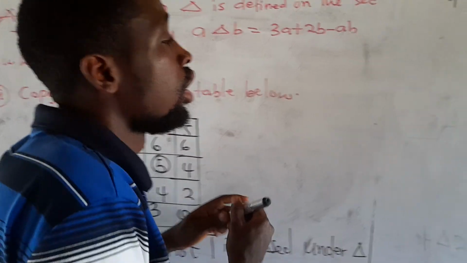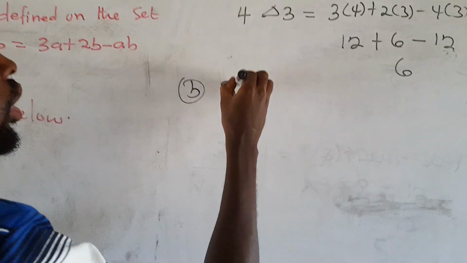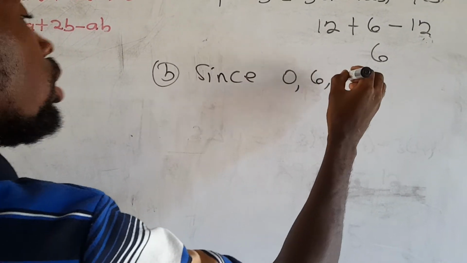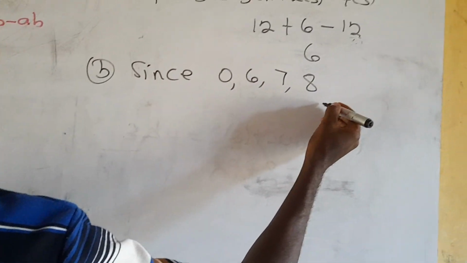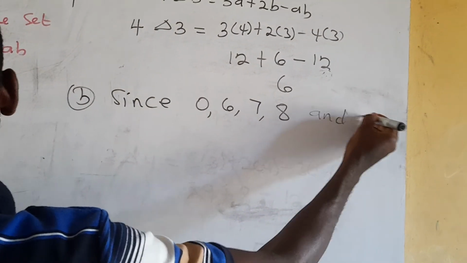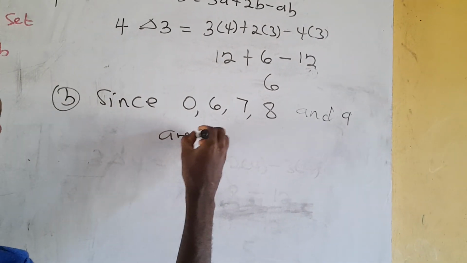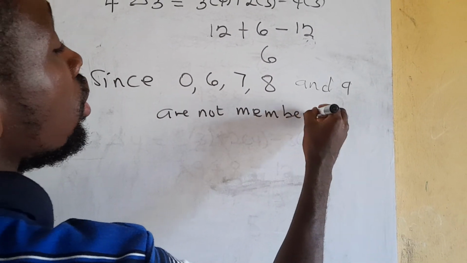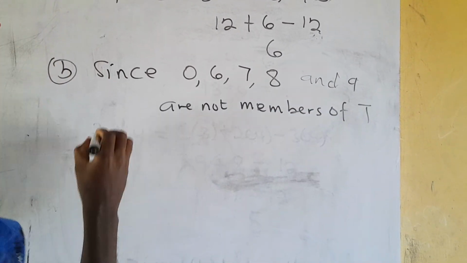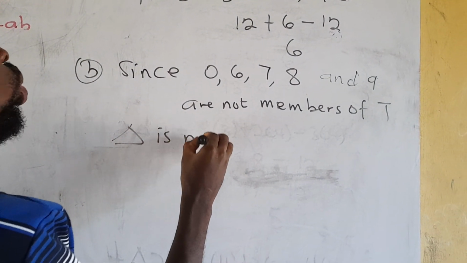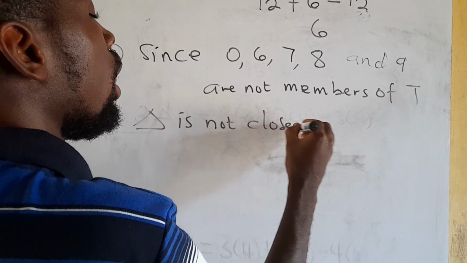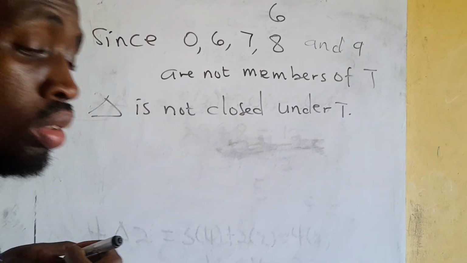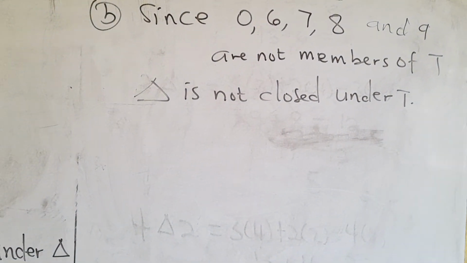So you say that since 0, 6, 7, 8, and 9 are not members of T, delta is not closed under T. So that's it. That's the reason we have to give.